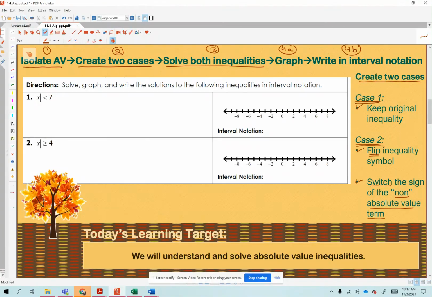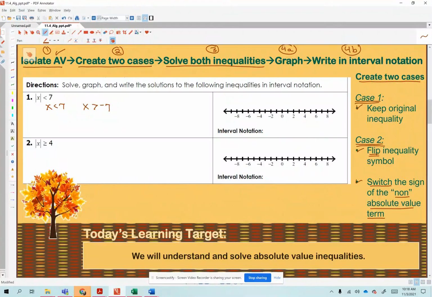So let's take a look at this first inequality. The absolute value of x is less than 7. So we've isolated the absolute value. That's step 1 done. So now we'll create 2 cases. So we have x is less than 7. We've kept the first case. And then we write x is greater than negative 7. So for the second case, we flipped the inequality symbol and switched the sign of the non-absolute value term.